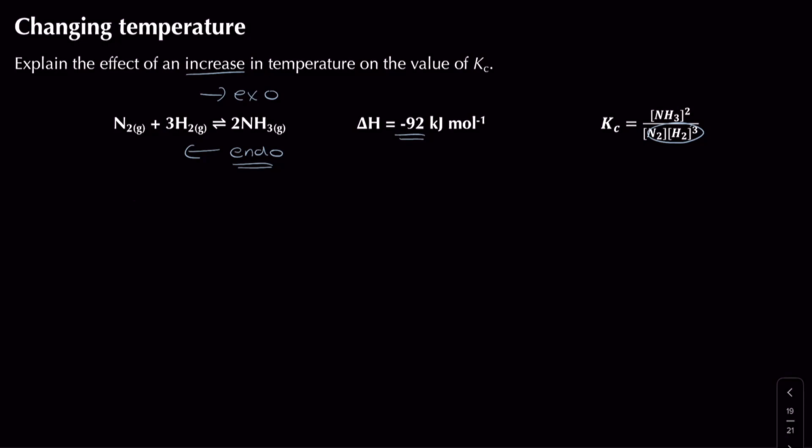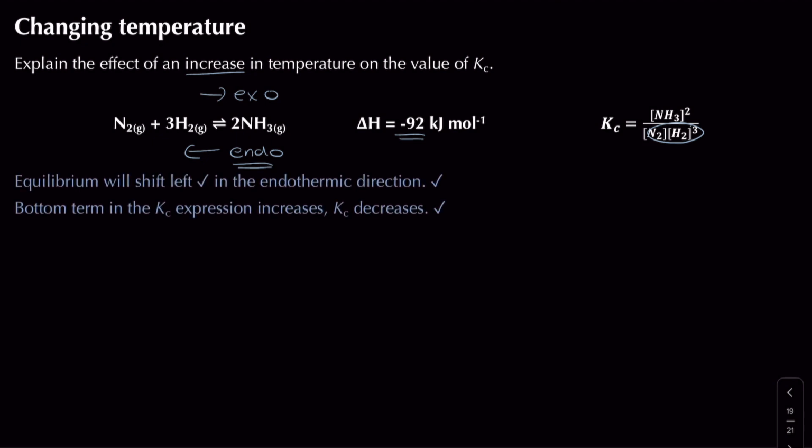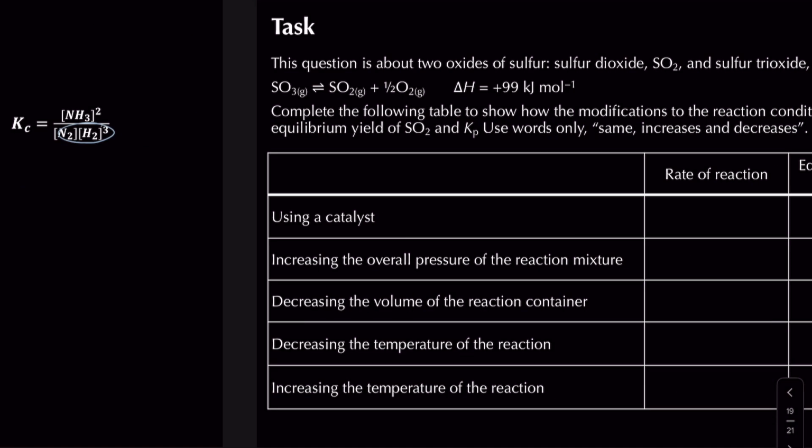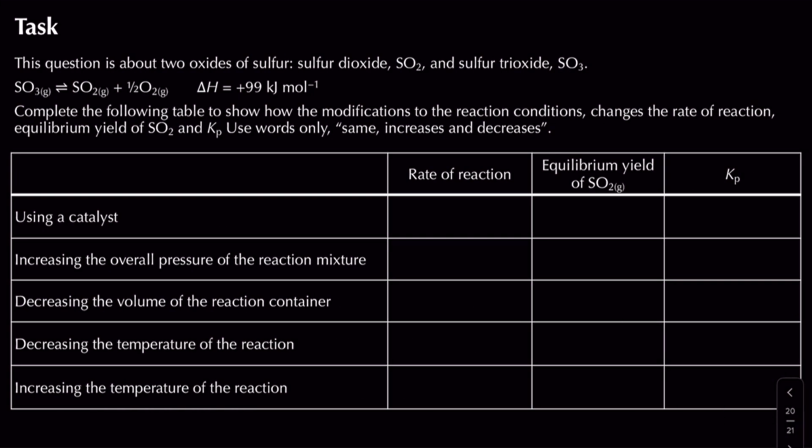But how would we actually word this in the exam? Well, this one's going to be a lot simpler. Here's what we need to say. The equilibrium will shift left in the endothermic direction. The bottom term in the Kc expression increases, and then Kc decreases. And overall, the effect that we can actually see is Kc decreases. So yeah, that summarizes the changes in temperature and how that affects the values of Kp and Kc.